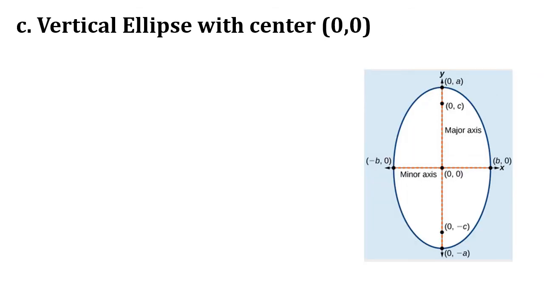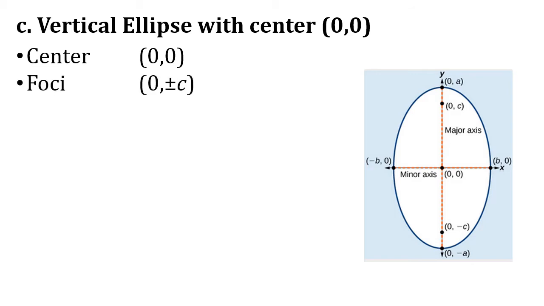Next is the vertical ellipse with center at the origin or 0, 0. So the coordinates of the center is 0, 0. The coordinates of the foci are 0, positive and negative c. So look at our figure. The ellipse is vertical. Those are the two foci, 0, c and 0, negative c. So again, c can be solved using the c squared equals a squared minus b squared formula.